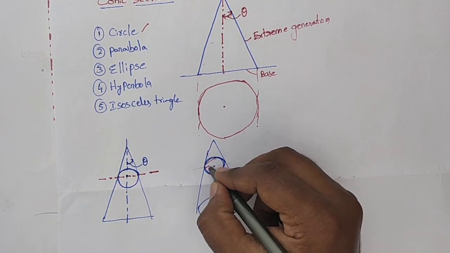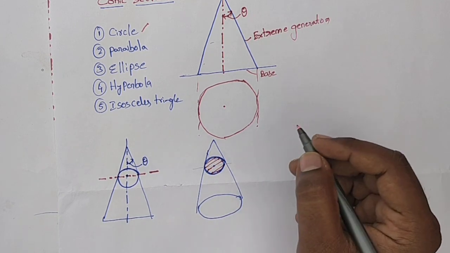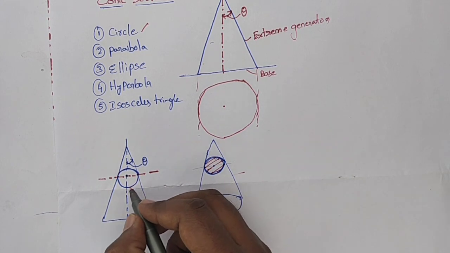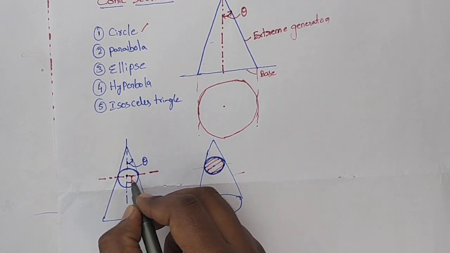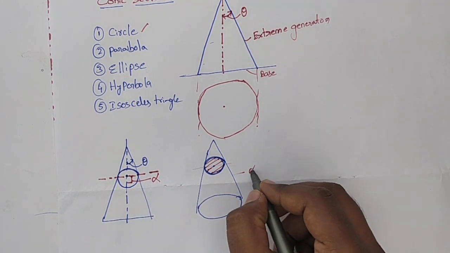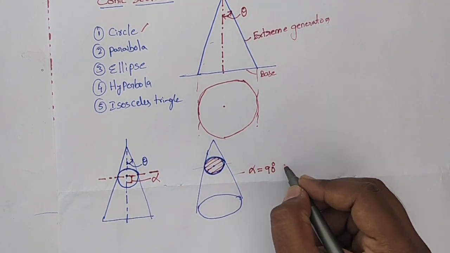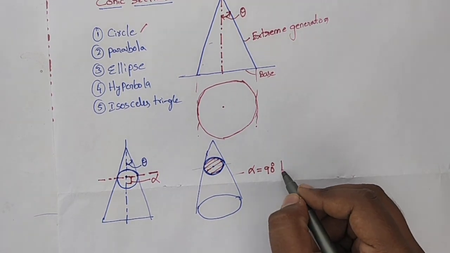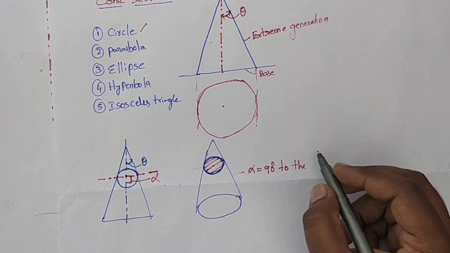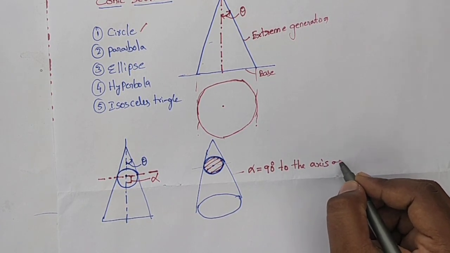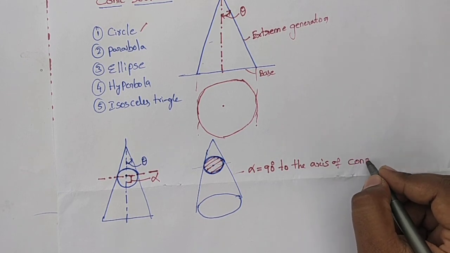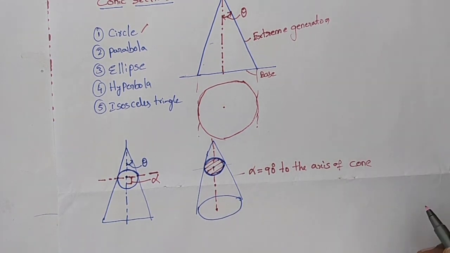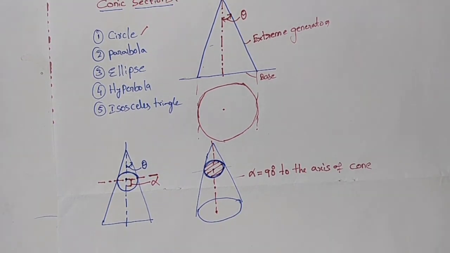That means the circle forms when the cutting plane angle alpha is equal to 90 degrees to the axis of the cone. This is the axis.